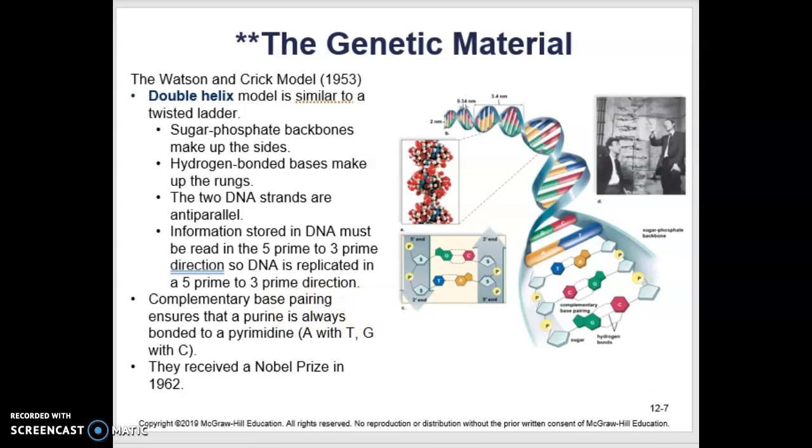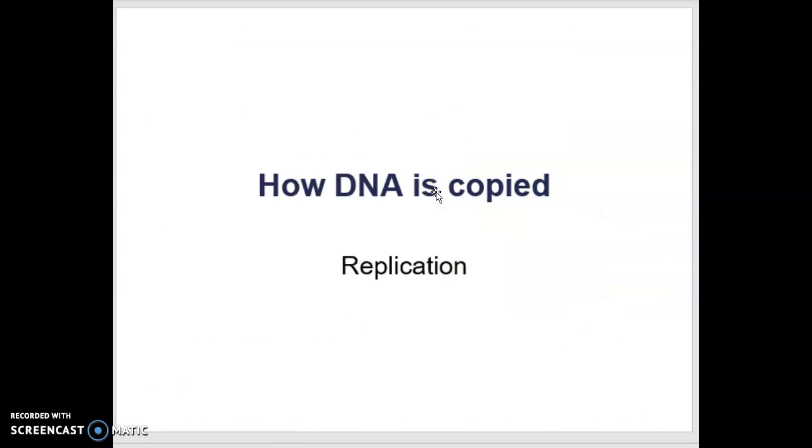Okay, so they received a Nobel Prize in 1962 for discovering the structure of DNA, and they didn't give any credit at all to Rosalind Franklin. They're actually not the best characters if you research them, but they did come up with the current structure we still use today.